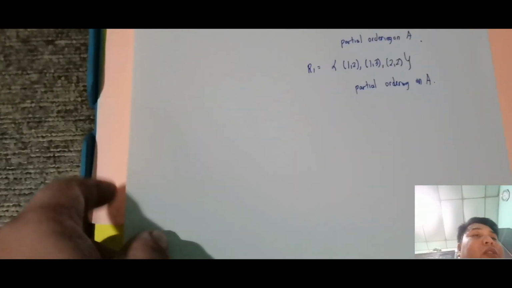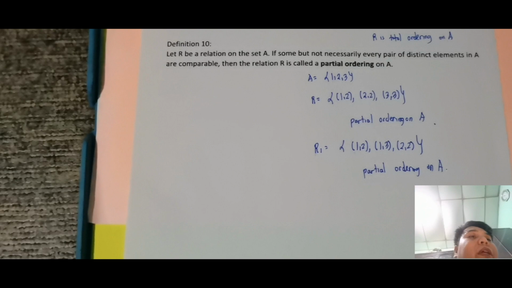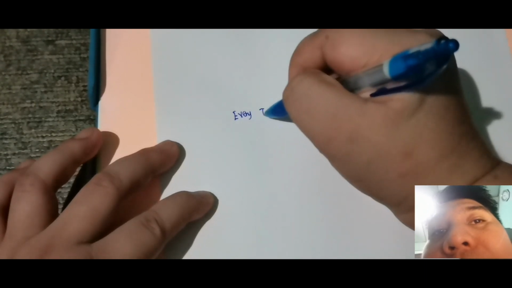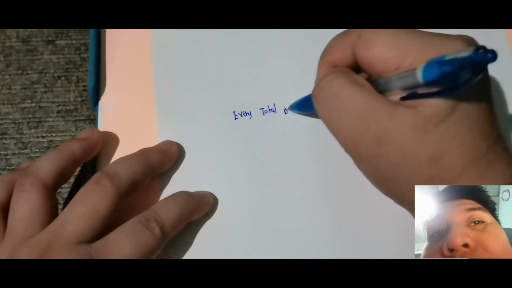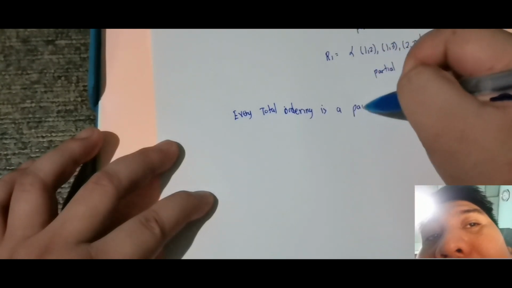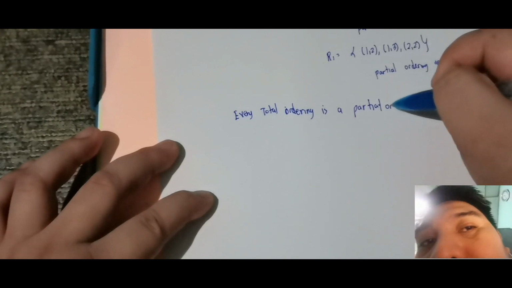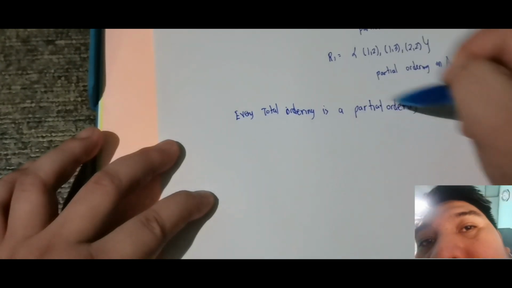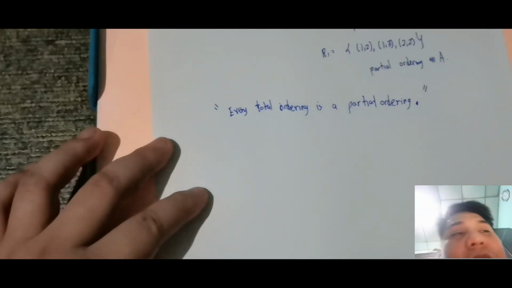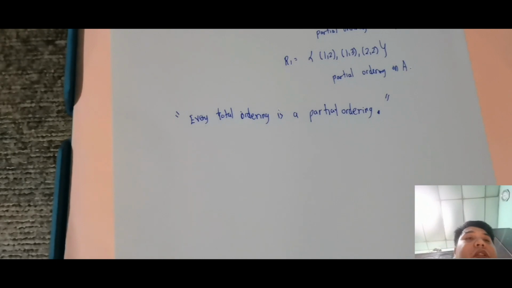Si definition number 9, saka si definition 10. So, huwag kayo malilito dyan. So, I have only a remark. Every total ordering is a partial ordering. Tanda mo yun ha. Every total ordering is a partial ordering. Pero baliktarin mo yan, yung converse niya, hindi totoo na lahat ng partial ordering, total ordering.